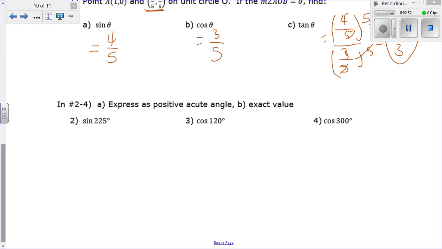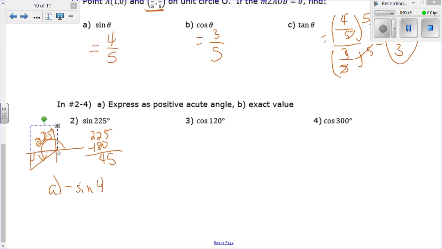Okay. And 2 through 4 express as a positive acute angle, and then find the exact value. Well, as a positive acute angle, I am in quadrant 3. The big angle is 225 degrees. When I'm in quadrant 3, I need to take theta minus 180. So 225 minus 180, and I get 45. And in quadrant 3, sine is negative, so it's a negative sine of 45 degrees.